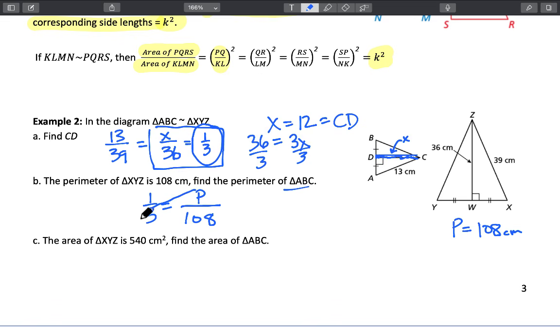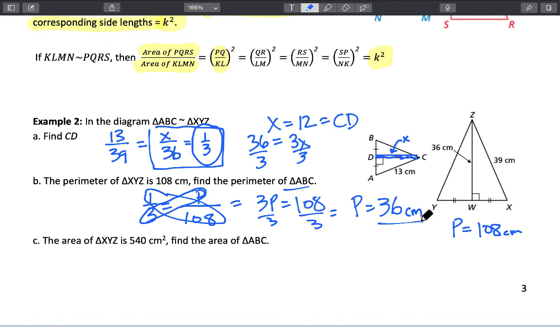So now we're going to take our proportion and solve that. That's 3P is equal to 1 times 108, which is 108, divide off the 3. And my perimeter now for triangle ABC, let's just make sure I get this right, 108 divided by 3, we can use our divide by 3 trick, is going to come out to be 36. All right, so the perimeter of triangle ABC is 36. We're going to append our units there. There we go, our perimeter, 36.